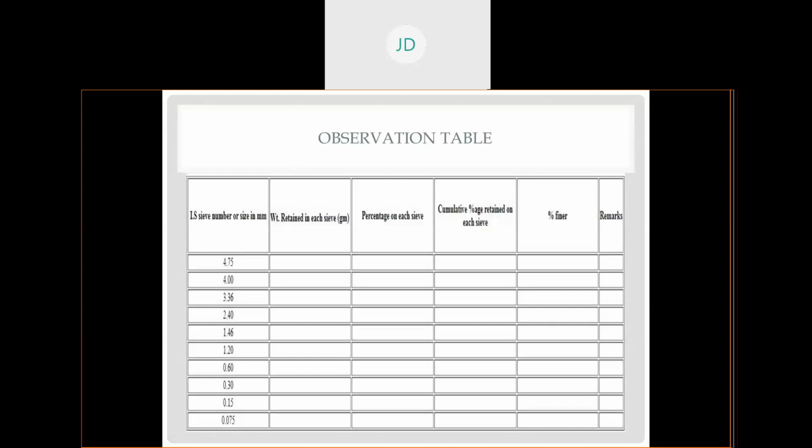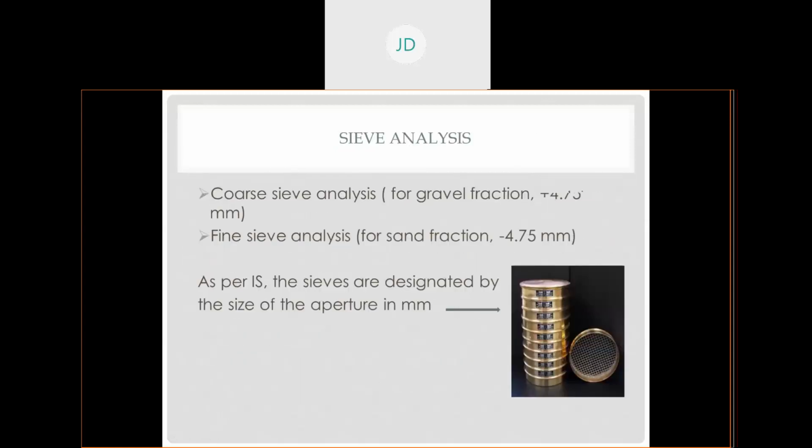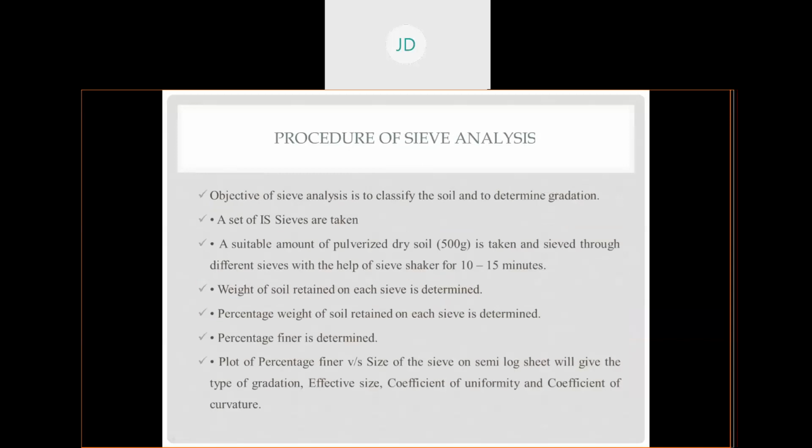I'll just give you a simple explanation of how to do it. First, you have to arrange these sieves in this manner, as we have already discussed. At the very bottom, we need to put one final pan, without any gap. It is just a simple pan, called the pan, to collect the final sample. Then this is the simple procedure of sieve analysis.